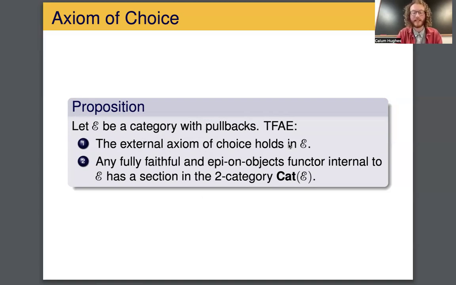given an epimorphism in E, we can consider indisk of this, and this is a fully faithful epi on objects functor. So we can take a section there by two, and then take the object of this, and this gives us a section on the epi that we started with. The reason that I've called this a proposition and not a theorem is that this is definitely referencing the fact that K is of the form cat E.